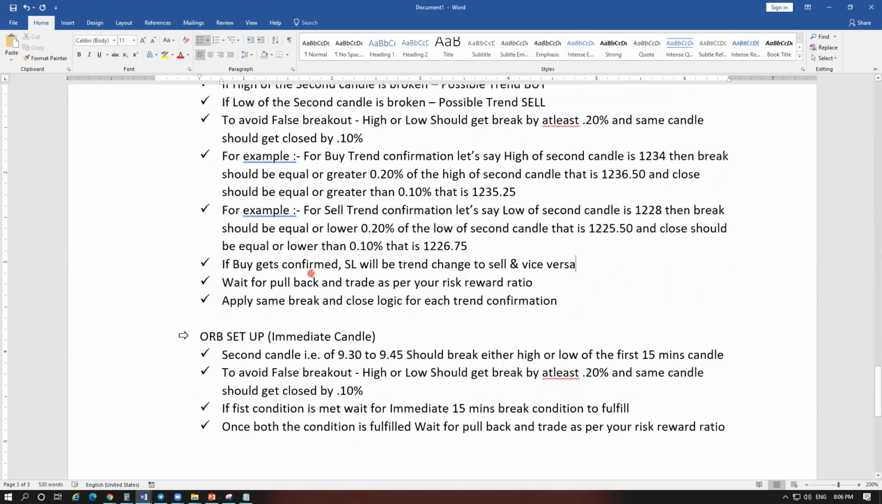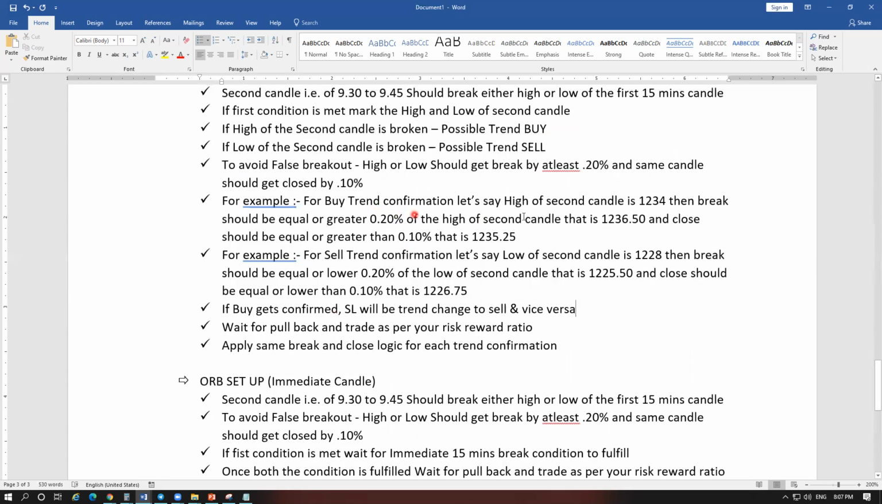If buy gets confirmed, then the SL will be the trend change to sell. How are we deciding buy or sell? Similarly, if buy is confirmed, keep this as an example. For example, I have taken a buy for this trade, then my stop loss will be around this level. Once the sell trend changes by qualifying this criteria, I am exiting my buy trade.